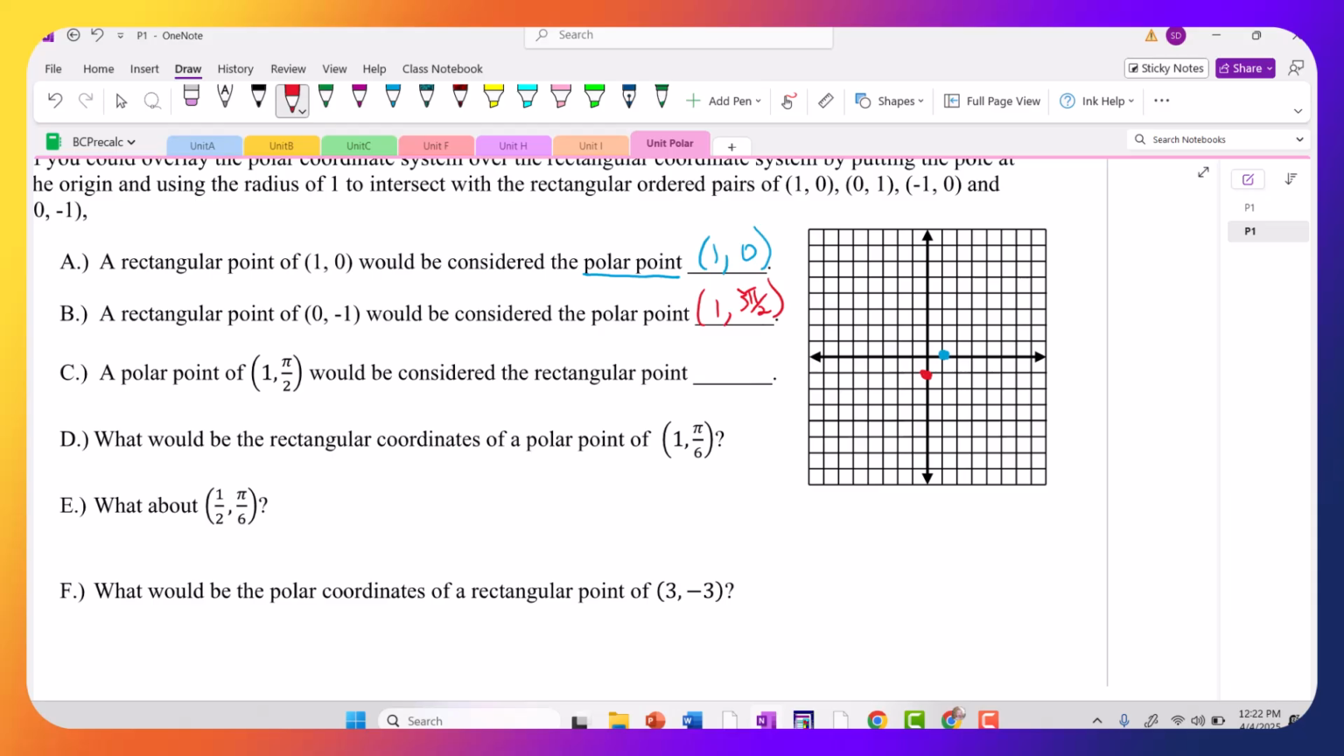Then I'll change colors again. 1 comma pi/2 as a polar point would be 1 away from the pole up here. What is that as a coordinate in a rectangular coordinate plane? 0, 1. So we're just playing around with this.